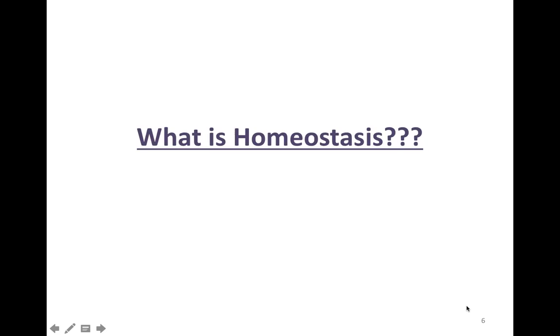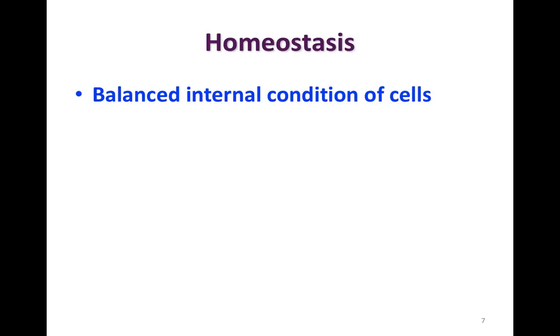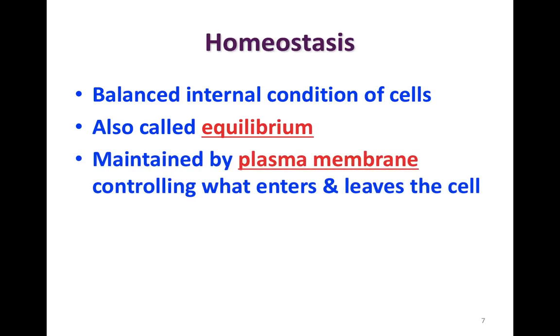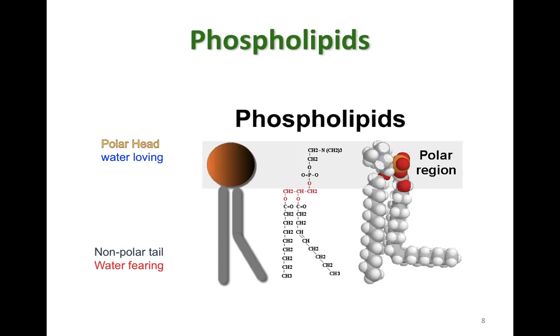So what is homeostasis? Homeostasis is the balanced internal condition of a cell, also called equilibrium. So we want to keep that balance between the inside and the outside of the cell. It's maintained by the plasma membrane. It's controlling what enters and leaves the cell.